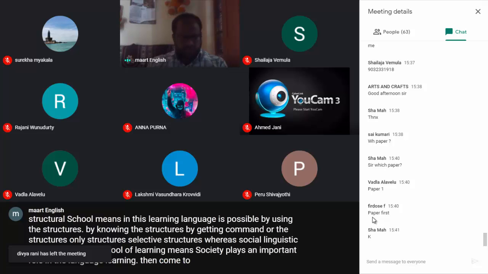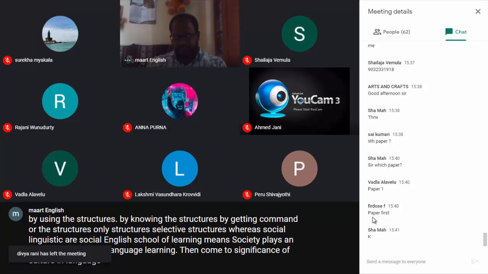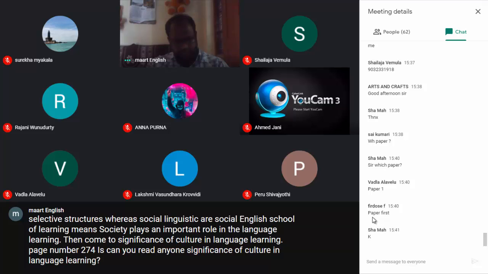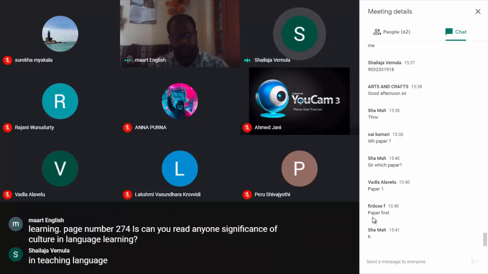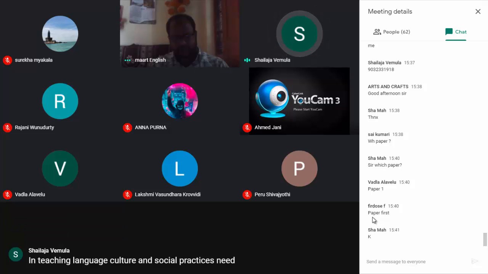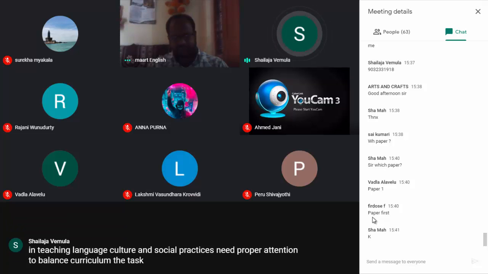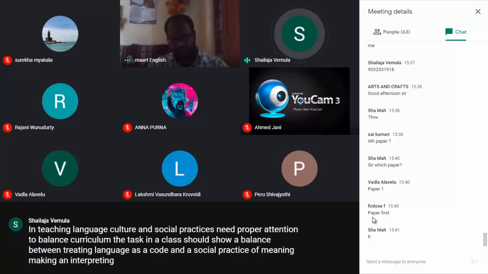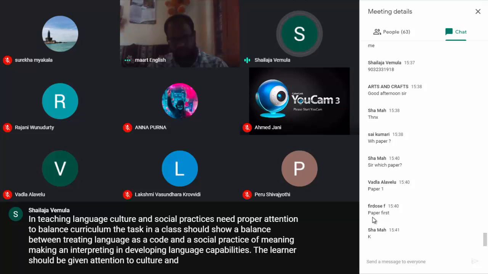Then come to the significance of culture in language learning. Page number 274. Yes. Can anyone read? Significance of culture in language learning. In teaching language, culture and social practices need proper attention to balance curriculum. The task in a class should show a balance between treating language as a code and a social practice of meaning, making and interpreting. In developing language capabilities, the learner should be given attention to culture and society for the following reasons.